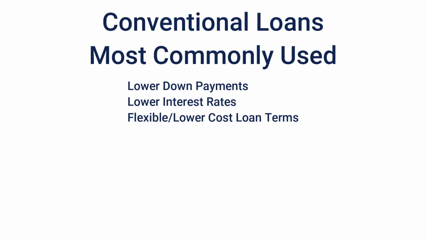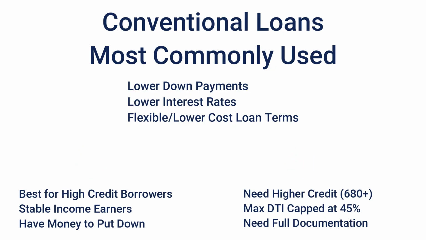Let's start with the most familiar category: traditional mortgage loans. These include your conventional, FHA, VA, and USDA loans. I'm sure you've heard these terms thrown around. They all fall under the qualified mortgage umbrella, meaning they follow strict federal guidelines to protect both you and the lender. Conventional loans are the most commonly used type of financing for both primary homes and investment properties. If you have solid credit, stable income, and a decent down payment, this is often your most affordable option.